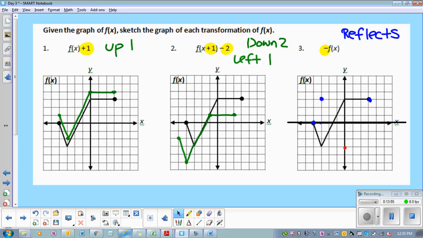And then what about this last point? It is up 1, 2, 3. So in order to flip it, I need to go down 3. So here, 1, 2, 3. Yes? Okay. There we go. Don't forget to connect your dots, okay? All right, let's go on to the next one.